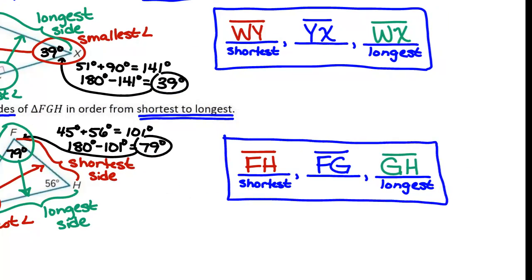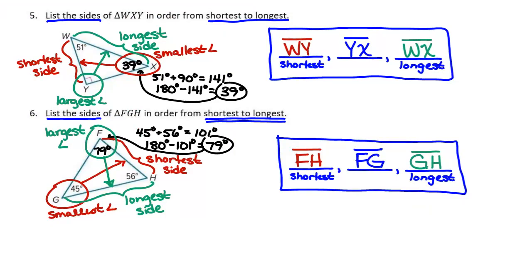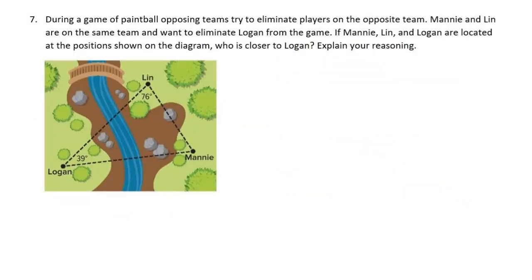All right, let's see if we can apply this idea in a couple real-world situations before we get into any more examples. So let's go ahead and flip the page. Look at number 7. During a game of paintball, opposing teams try to eliminate players on the opposite team. Manny and Lynn are on the same team and want to eliminate Logan from the game. If Manny, Lynn, and Logan are located at the positions shown in the diagram, who is closer to Logan?